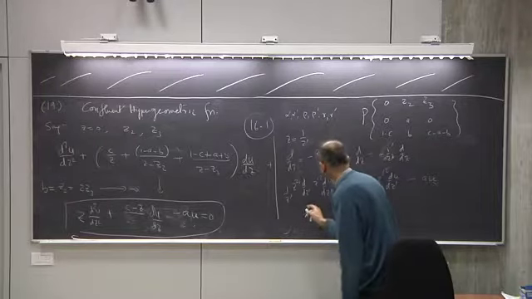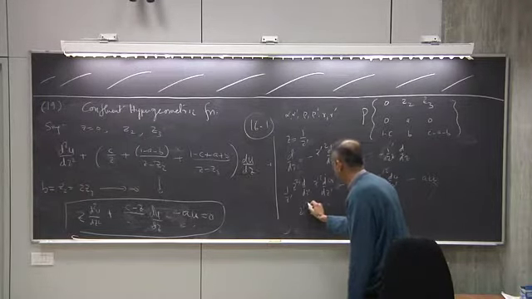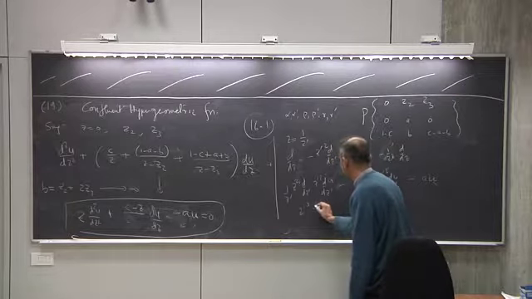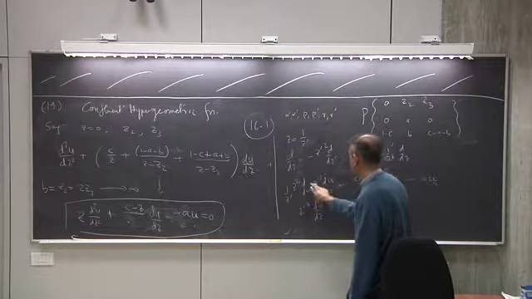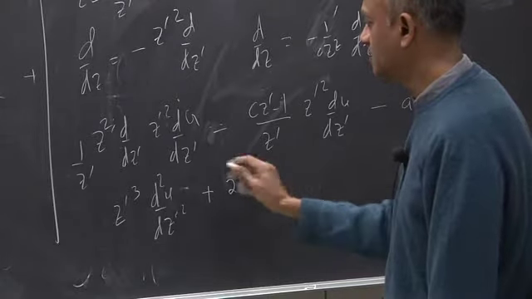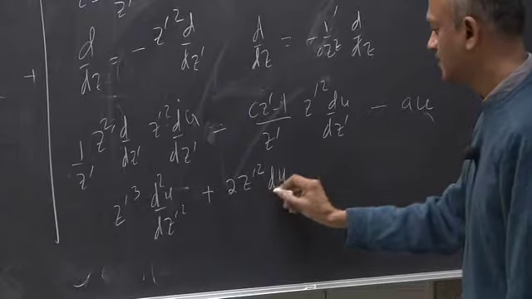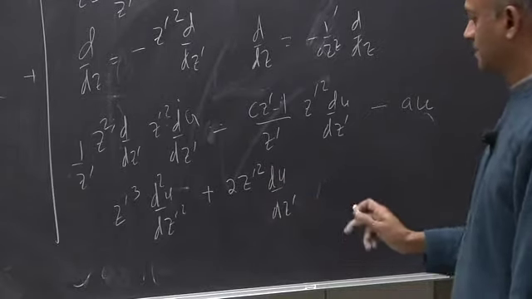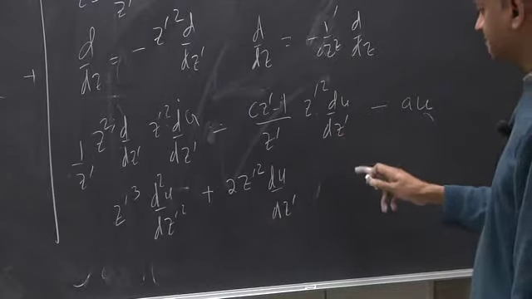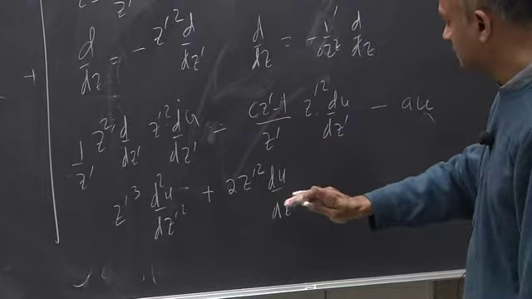Okay. So this gives you, one term will be z prime cubed, because there is a 1 over z prime here, d2u by dz prime squared. Then another term in which the derivative hits here, so a factor of 2. So this becomes plus 2 z prime squared, because it's a cube and one power down, so du by dz prime. So this just adds up, right? So I can put together everything.